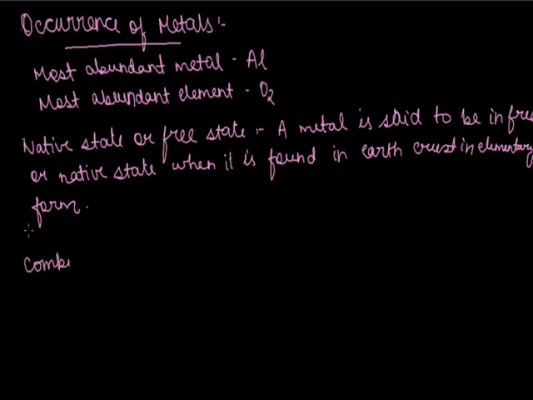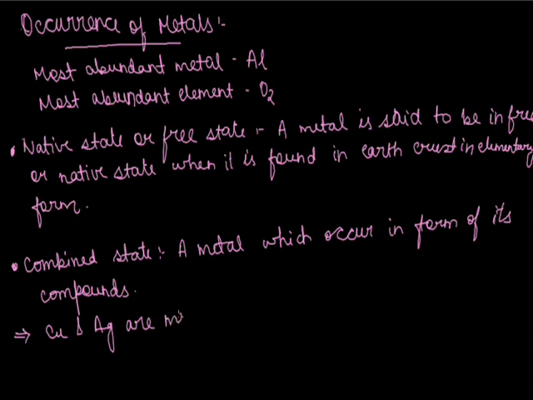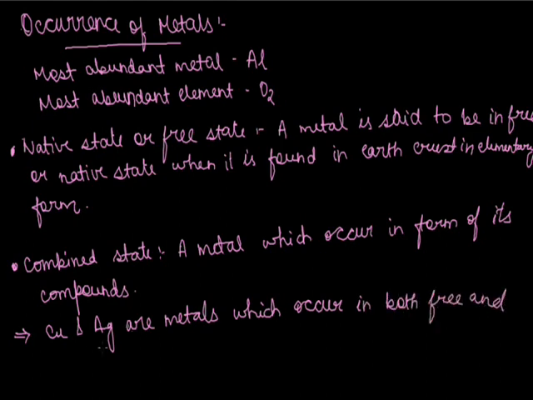Now combined state. A metal which occurs in the combined state is found in nature in the form of its compounds. Copper and silver are metals which occur in both the free and combined state.